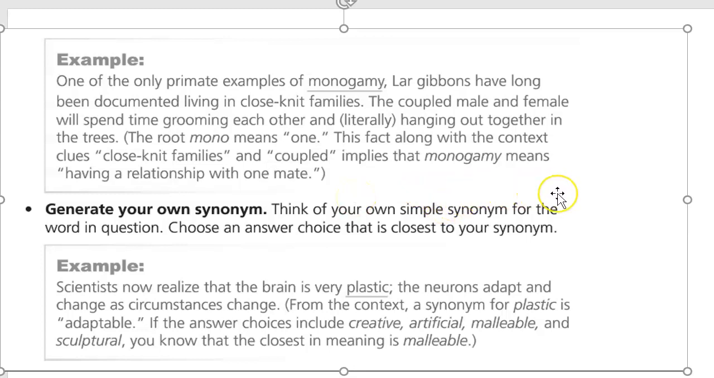You can also generate your own synonyms. So think of your own simple synonym for the word in question. Choose an answer choice that is closest to your synonym.